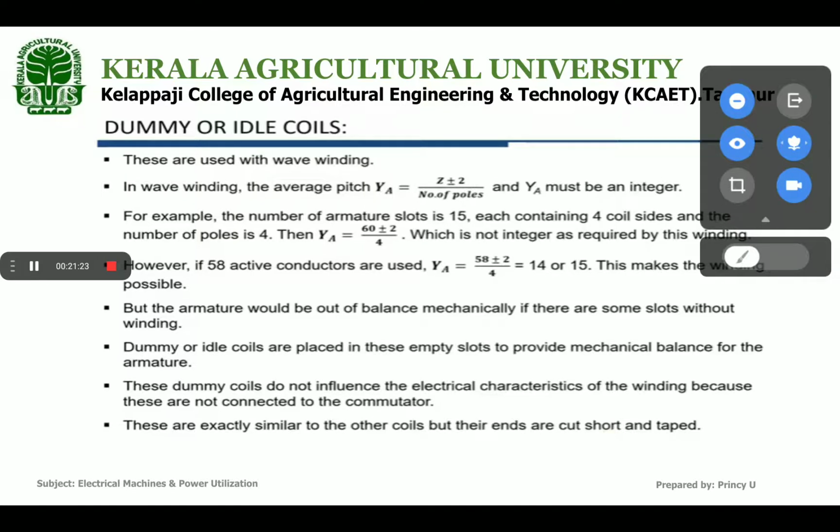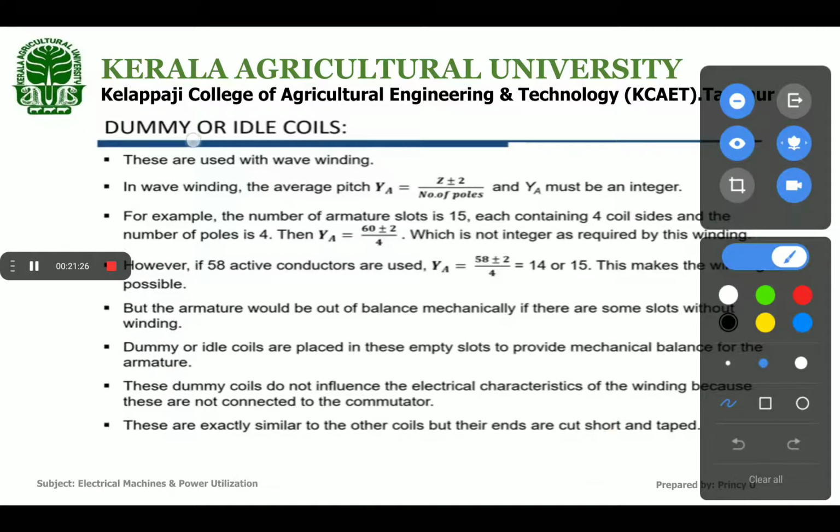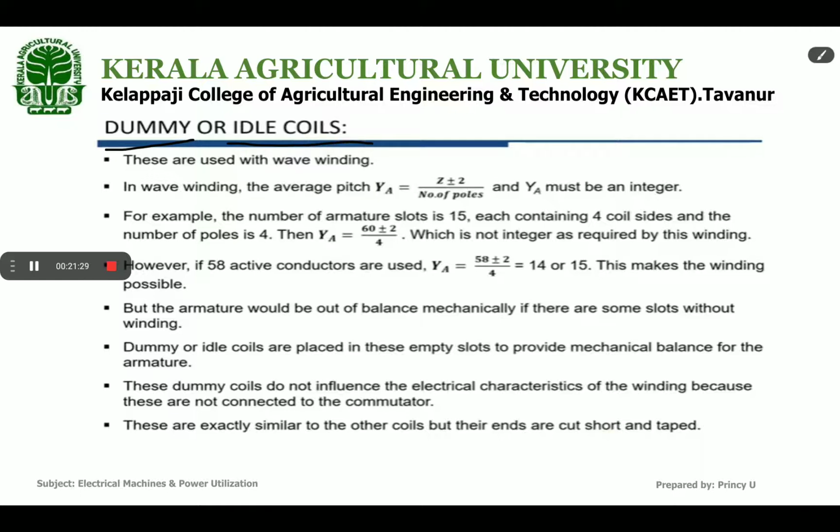And there is another term in wave winding, the dummy or idle coil. Let's see what a dummy coil means. These are used with wave winding only. In lap winding it is not needed, but in wave winding sometimes we need a dummy coil. From the name itself it may be a duplicate winding, or one that has no function. But let's see why we use this dummy coil. We know that in a wave winding the average pitch YA is equal to (Z plus or minus 2) by the number of poles, and there is a rule that YA must be an integer.